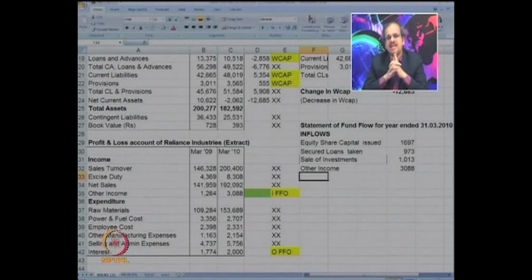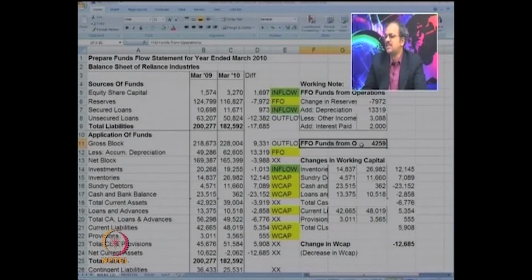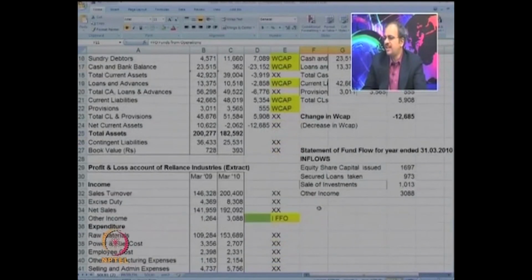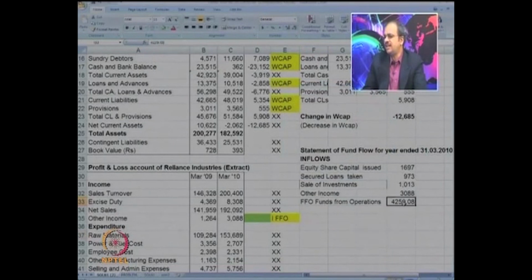Can you imagine what this other income is likely to include? Well, it is likely to include dividends received, or interest received from investments. So it is not an inflow from operations, it's a separate item. That is why it is shown separately under the inflows as other income, 3088. Now apart from this, funds from operations, 4259, is also one of the important inflows. So 4259 is an inflow which we call FFO, or funds from operations.